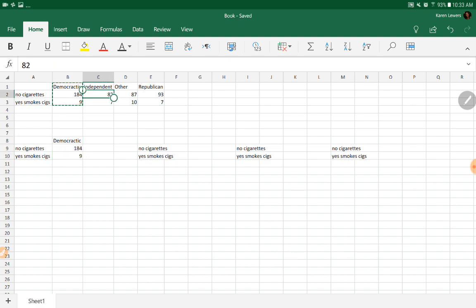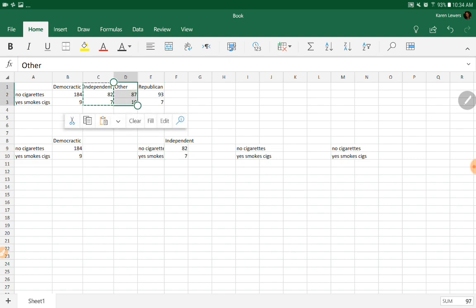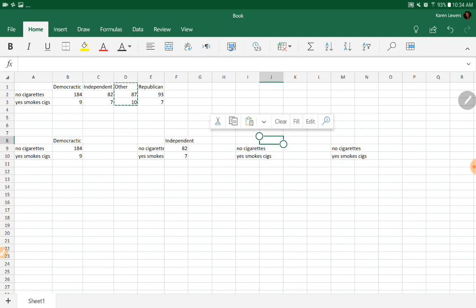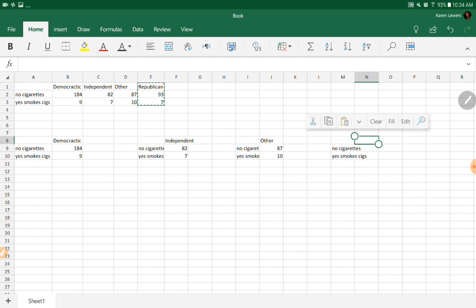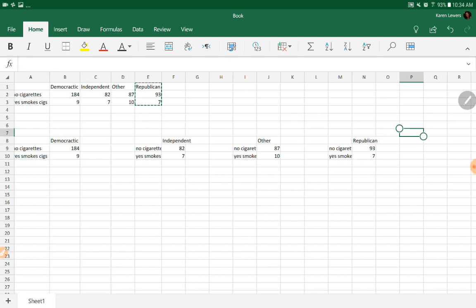And then do the same thing for Independent Party. Do copy. And I want the Independent to land there. So I click there and click paste. Now I want to get the other party. Copy. And paste. And I want to get the Republican Party. Copy and paste. Okay, so now I have 4 separate tables for my 4 different pie charts.